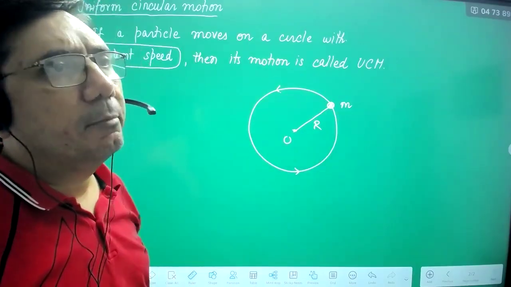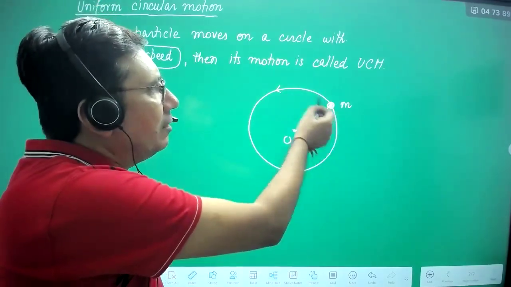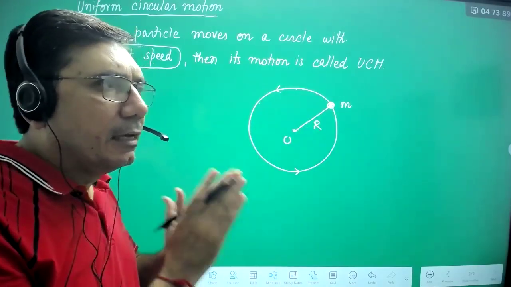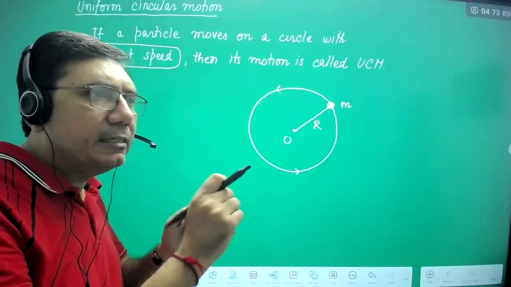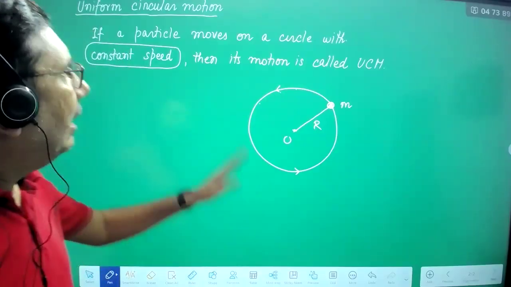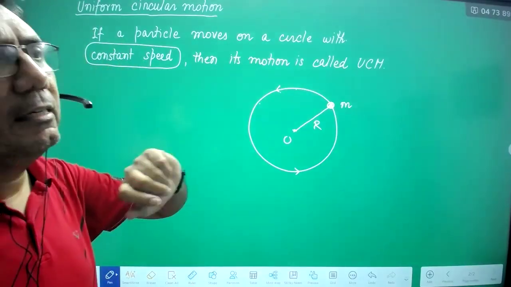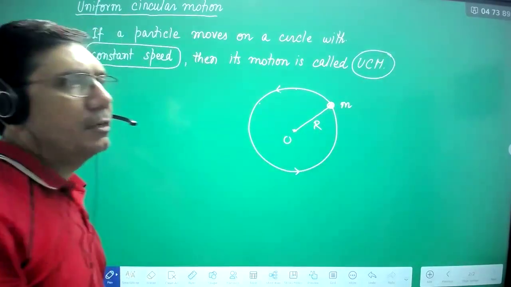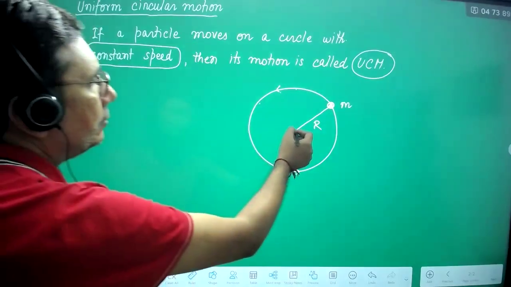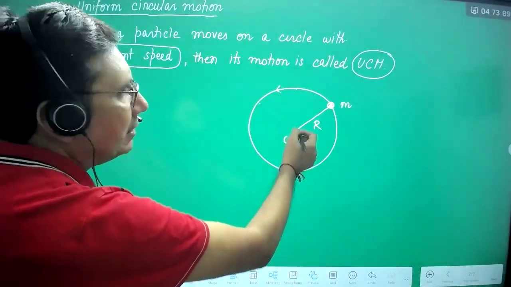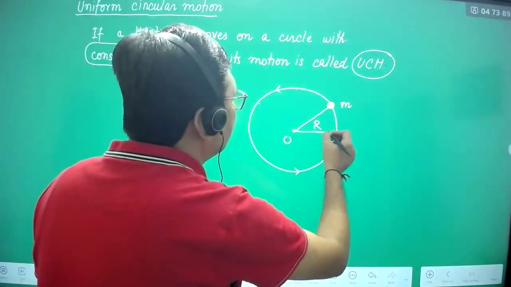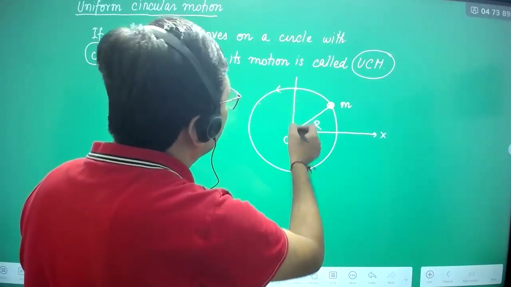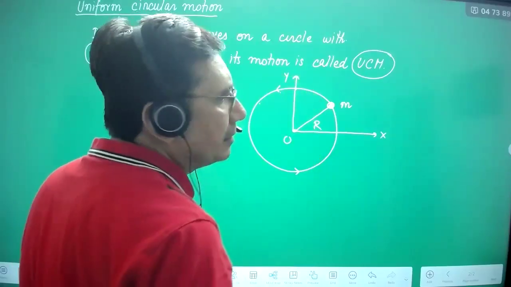Here this particle will be at a fixed distance from this center. So this type of motion, where the particle is undergoing two-dimensional motion and its distance from a fixed point is constant, as well as its speed is constant, is called uniform circular motion. We are considering the center as the origin. So I can say this is the x-axis and this is the y-axis.